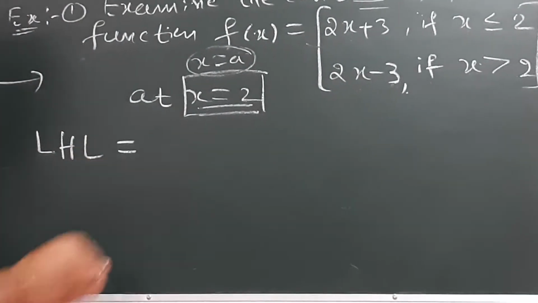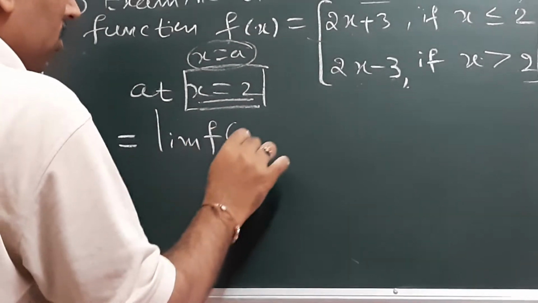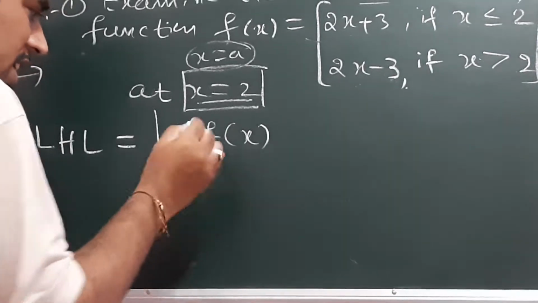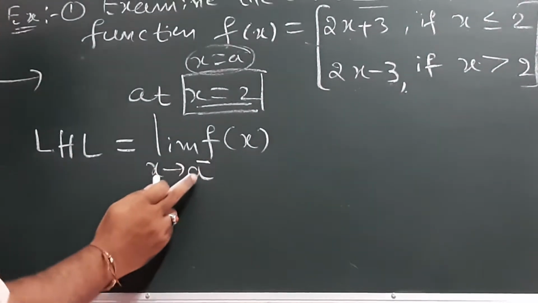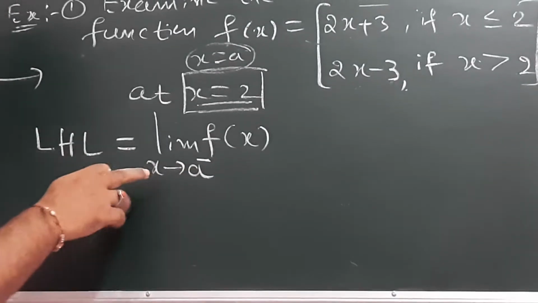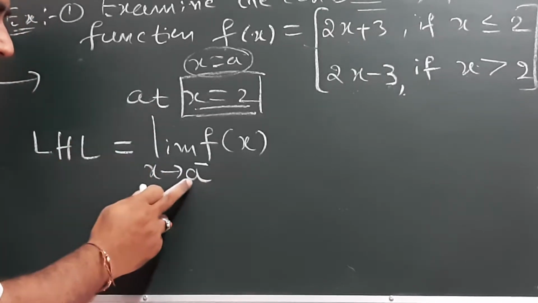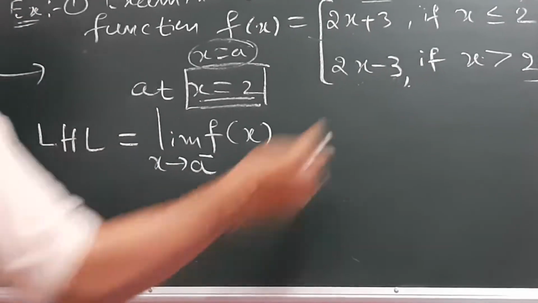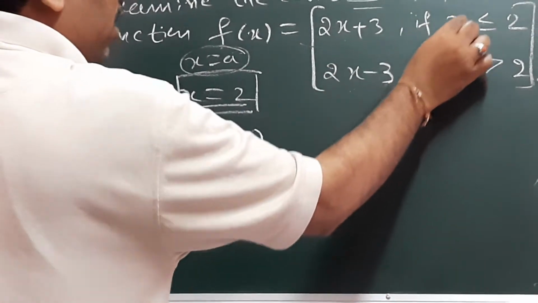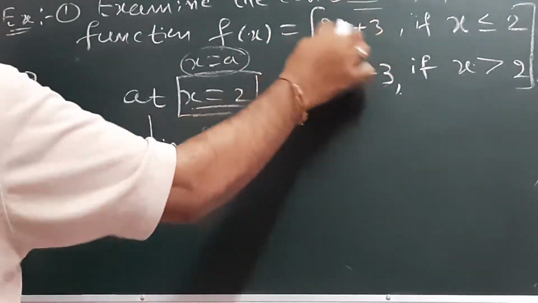Observe carefully. Left hand limit means symbolically we write the limit of f of x as x tends to a, with a negative sign. It indicates that we are finding the left hand limit. So x is approaching a from the left side of a, that is, in this case, the left side of 2. Left side of 2 means we must concentrate on x less than 2. This whole thing will be considered here.